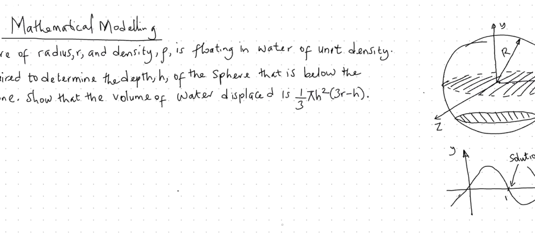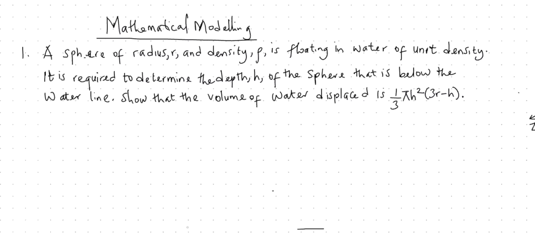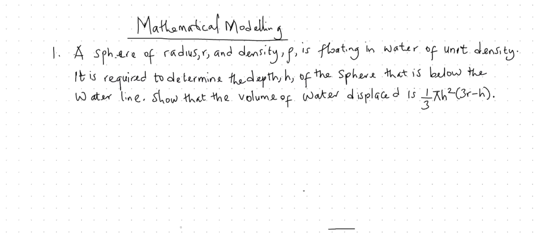So the question says, a sphere of radius r and density rho is floating in water of unit density. It is required to determine the depth h of the sphere that is below the water line. Show that the volume of water displaced is 1/3 pi h squared into bracket 3r minus h.